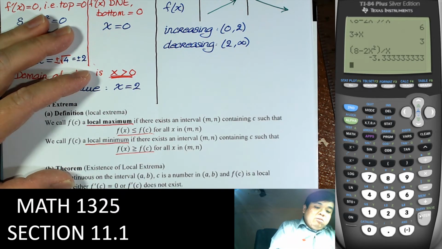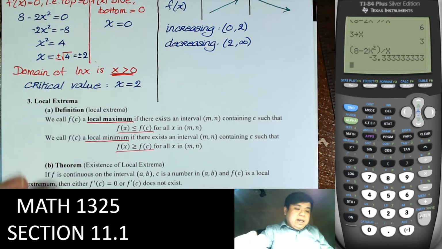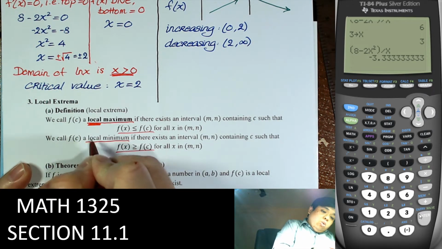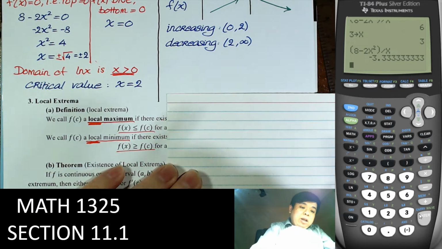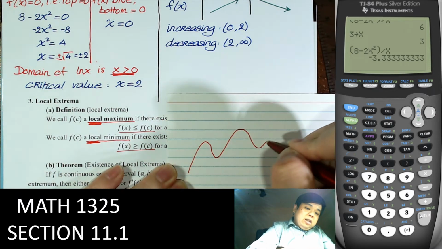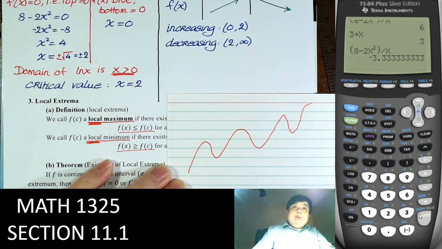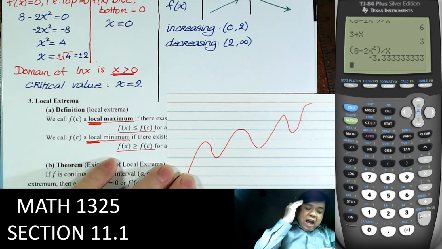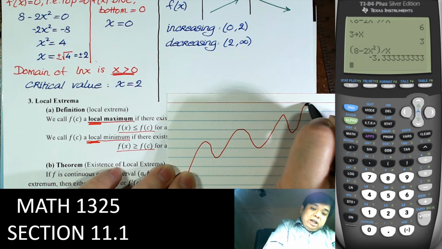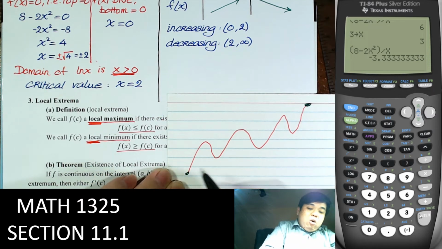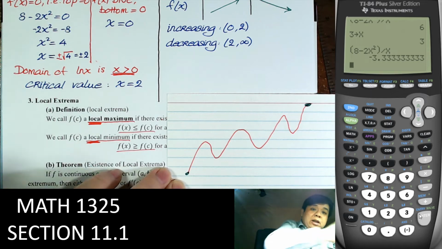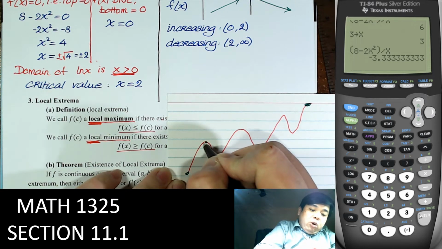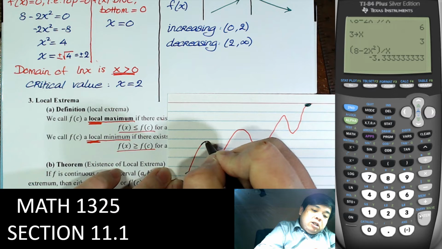That's obvious. Now the key word here is local. What does that mean? We have a function that could go like this. If we talk about the absolute values, the absolute maximum would be here, the highest value, and the lowest point is here. But if we talk about a local maximum or local minimum, it is local: we only compare to the points around it.